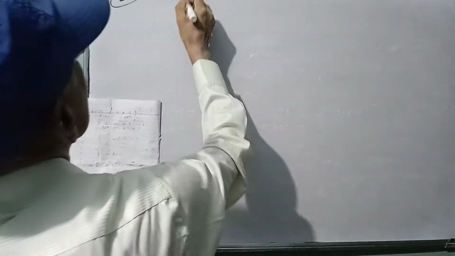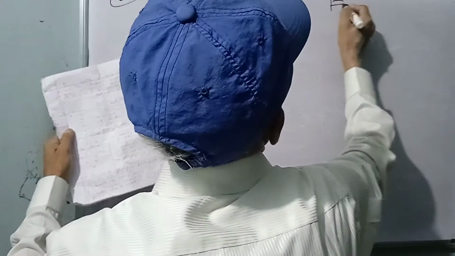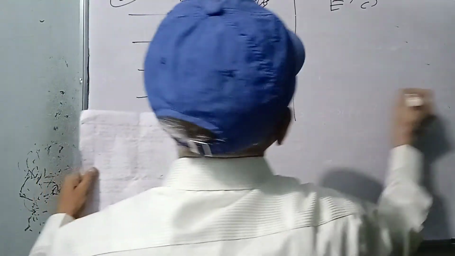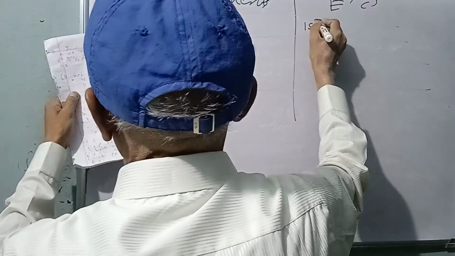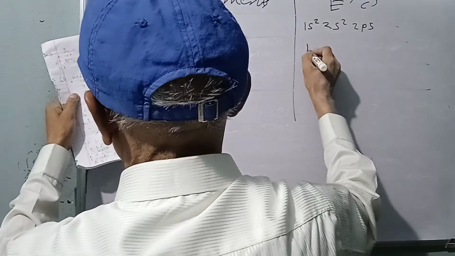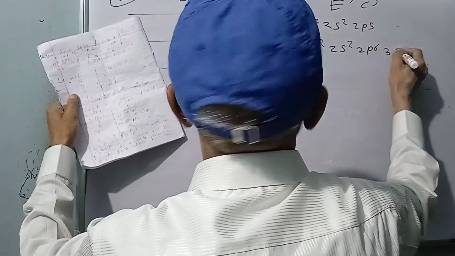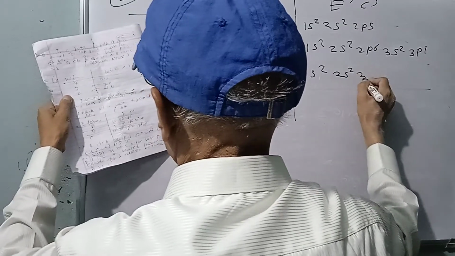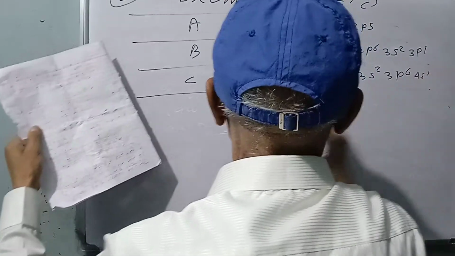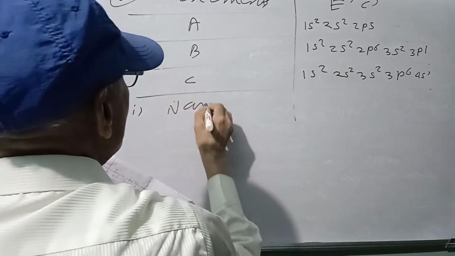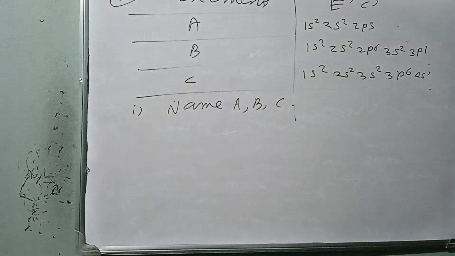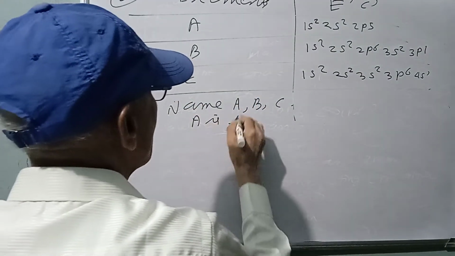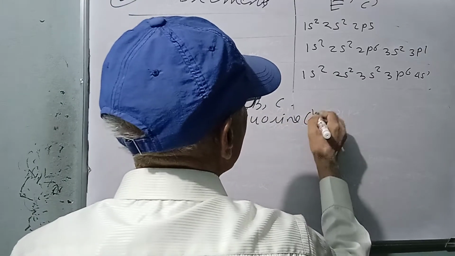Question number 22: name the elements A, B, C from their electronic configuration. How to know? A is 2, 7, atomic number 9. What is A? A is fluorine, F, 9, 19.